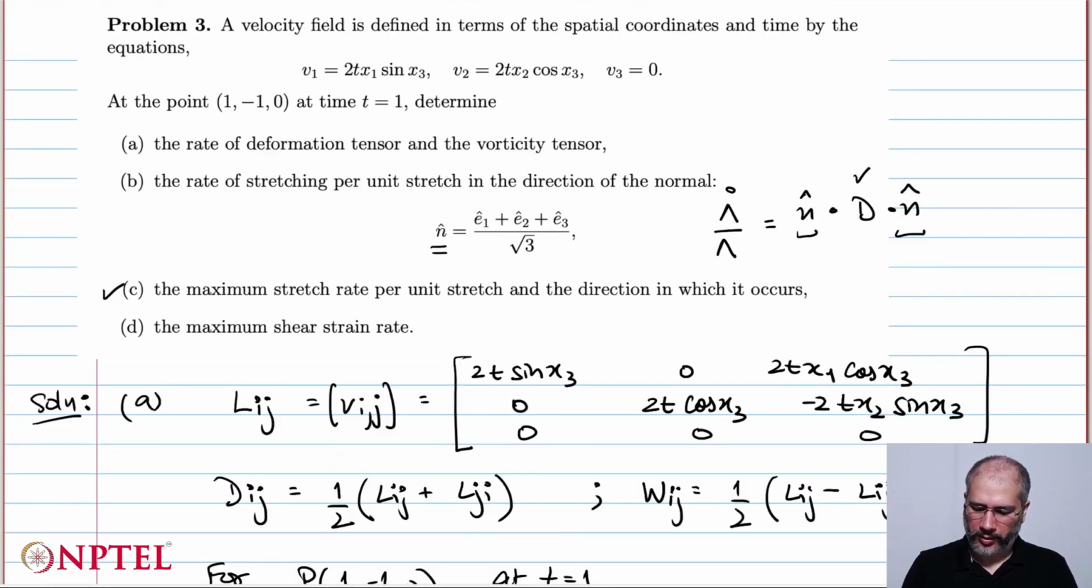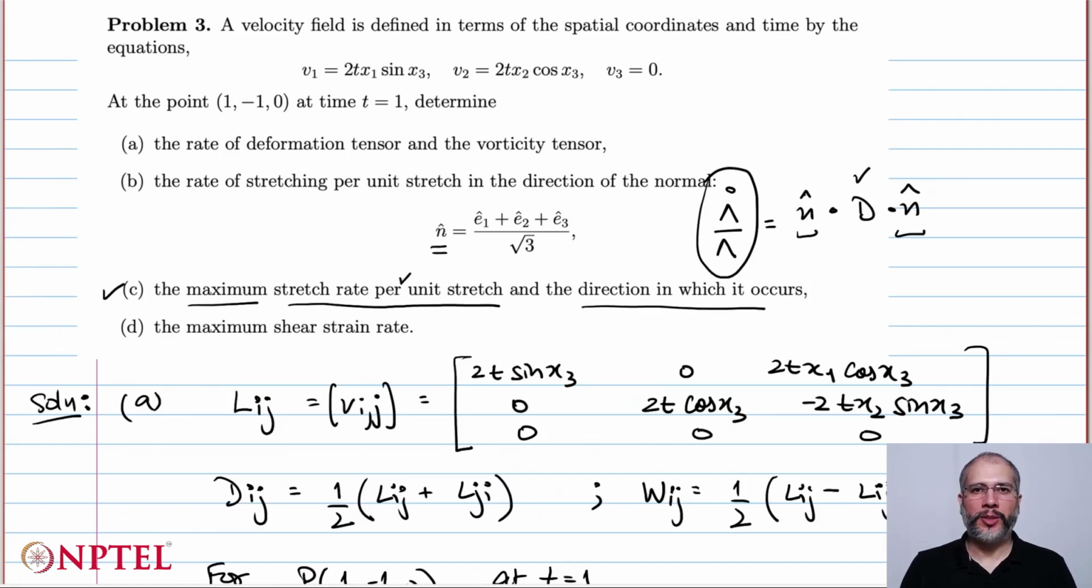Now in part C, we have to find the maximum stretch rate per unit stretch. So in part B, we found lambda dot upon lambda for a given n hat, that is, for a line element in a given n hat direction. But now we have to find the maximum value of this and also the direction in which this maximum stretch rate per unit stretch occurs.